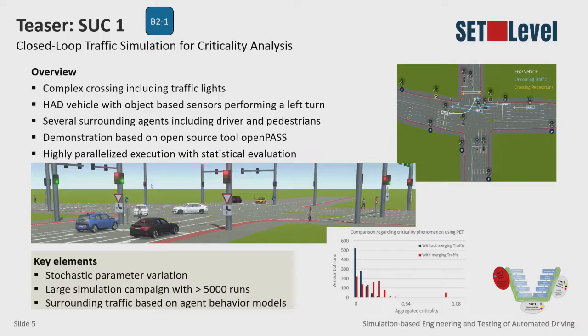In the bottom right corner, we can, for example, see an evaluation. We were evaluating time to collision and post-encroachment time here to measure the criticality, but more on this will be shown in the virtual exhibition later on. To summarize, in simulation use case 1, we applied stochastic parameter variation based on this complex scenario, set up based on agent behavior models. Everything was executed with the OpenPath tool, which is an open source tooling. And we were able to run this simulation several thousand times and found various critical scenarios.